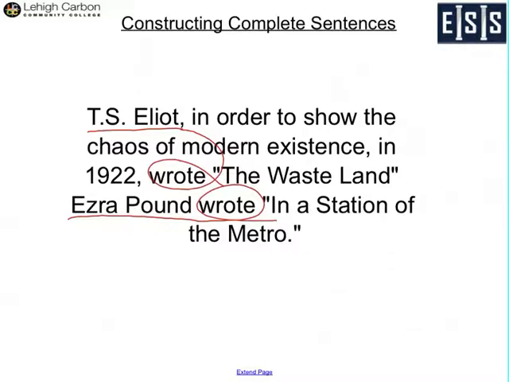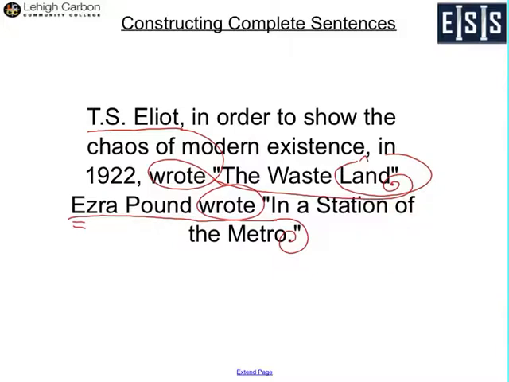There's an easy fix for this, actually. If we just go in here at the very beginning clause, which is a sentence part that could stand on its own, and add in our trusty period there, we end up with T.S. Eliot wrote The Wasteland, period, and then Ezra Pound wrote In a Station of the Metro, period. So now we have two complete sentences that can stand on their own. And always make sure when you do this that you capitalize the first letter of the second sentence that you create.